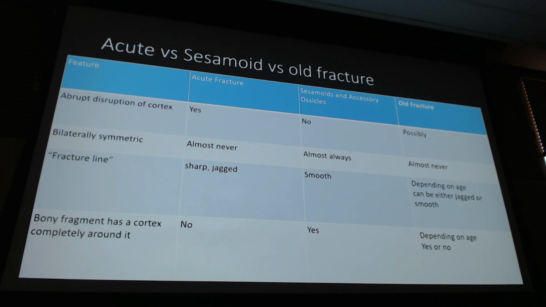Your sesamoid and accessory ossicles are bilaterally symmetric, almost always. So that's what you're going to do if you're like, hey, is this the normal variant? Let me get the other side and see if it looks the same. We are created fairly equal left to right as individuals when it comes to most of our anatomy, right? So they're trying for you to kind of run through those things.